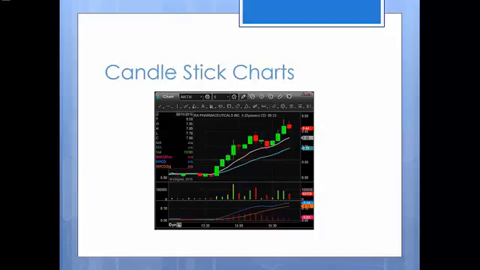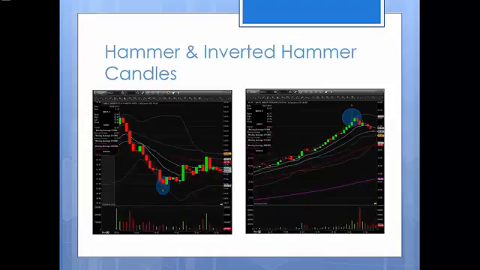Okay, so these candlesticks, for me, each one of them tells me an important little piece of information. And I put together those pieces to help me form my bias of whether I want to be long or short this stock, or whether I don't even want to trade it at all. So some of the candles that we're going to look at are hammers and inverted hammers.